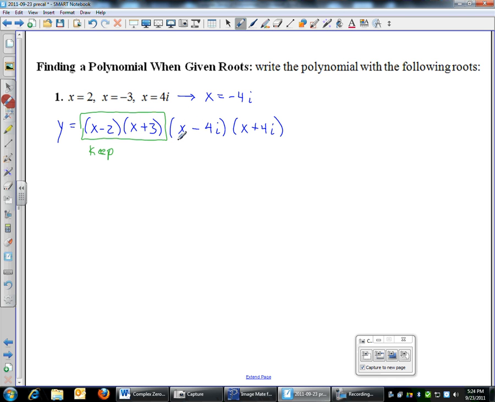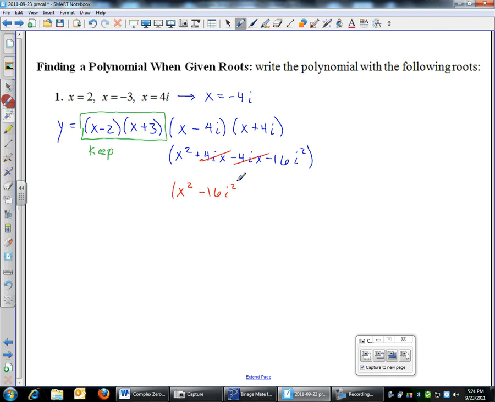So expanding x minus 4i times x plus 4i, we're just going to FOIL it. x times x is x squared. x times 4i is 4ix. Negative 4i times x is negative 4ix. Negative 4i times positive 4i is negative 16i squared. So I've expanded those 2 out. 4ix minus 4ix cancels, leaving me with x squared minus 16i squared.